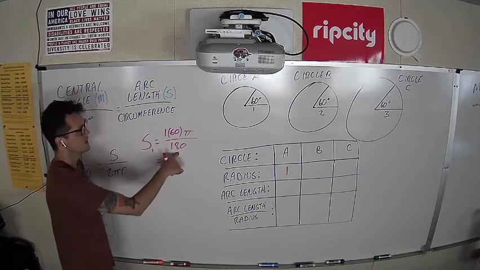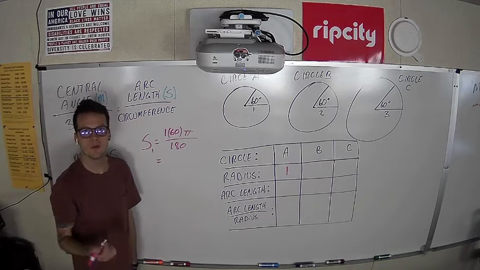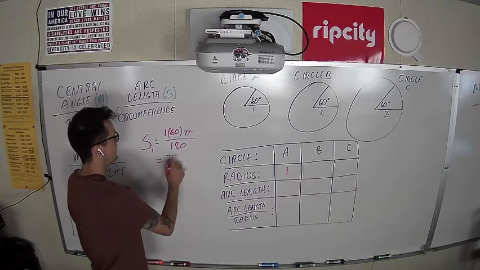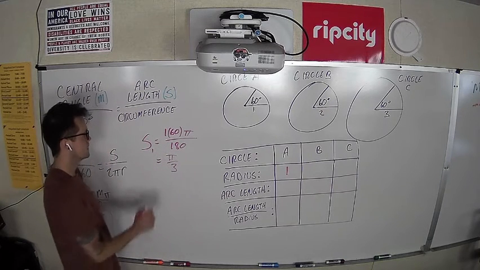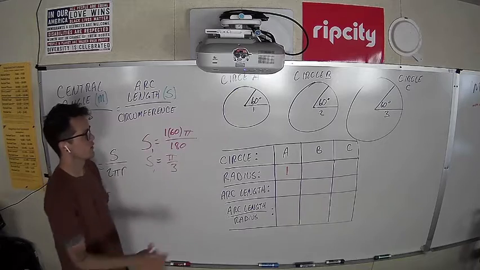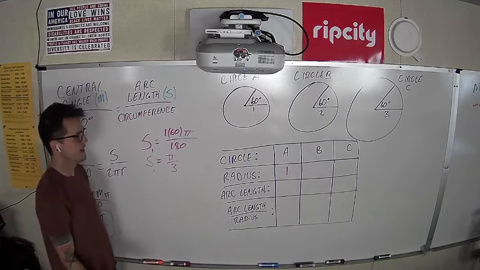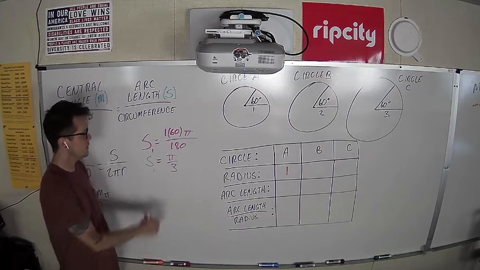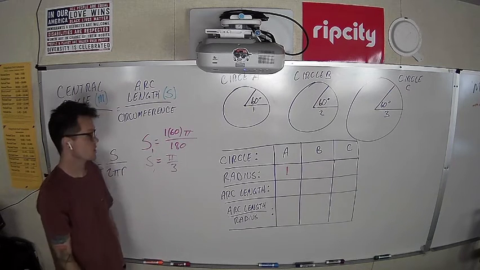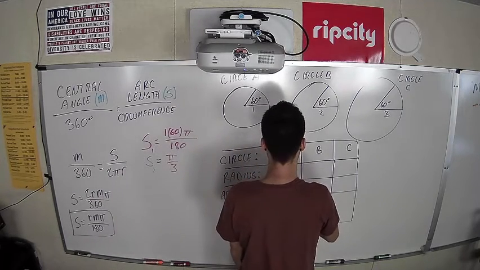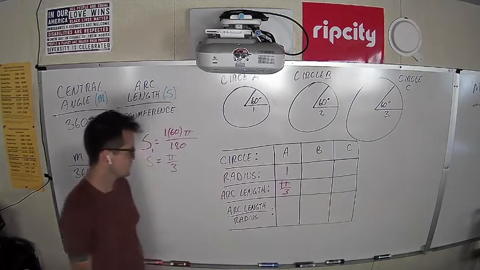Simplified, we get 60 divided by 180. Well, that's 1/3. And so pi is what's going to be on top. So we have 1 pi over 3. So the arc length over here, this length on circle A, is pi over 3. If you plug that in your calculator, you get a decimal approximation a little bit over 1. I'm going to leave it as pi over 3 for the time being.